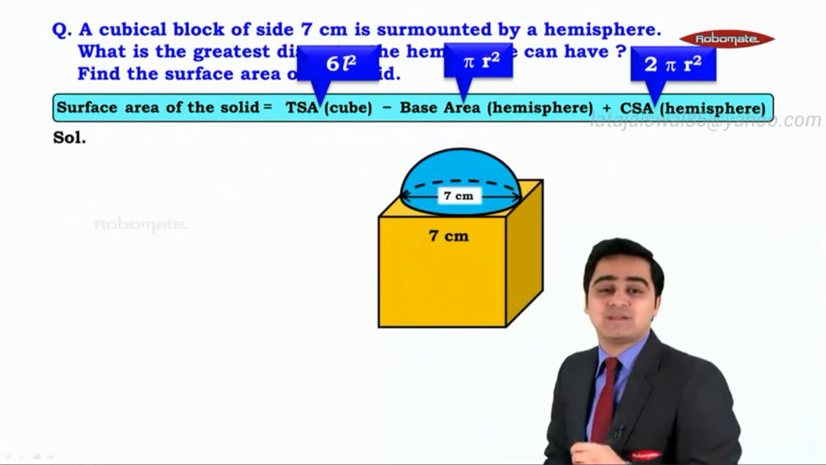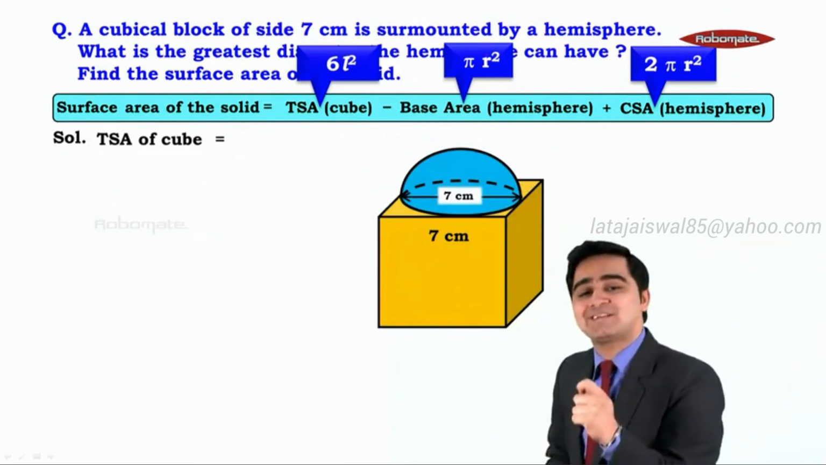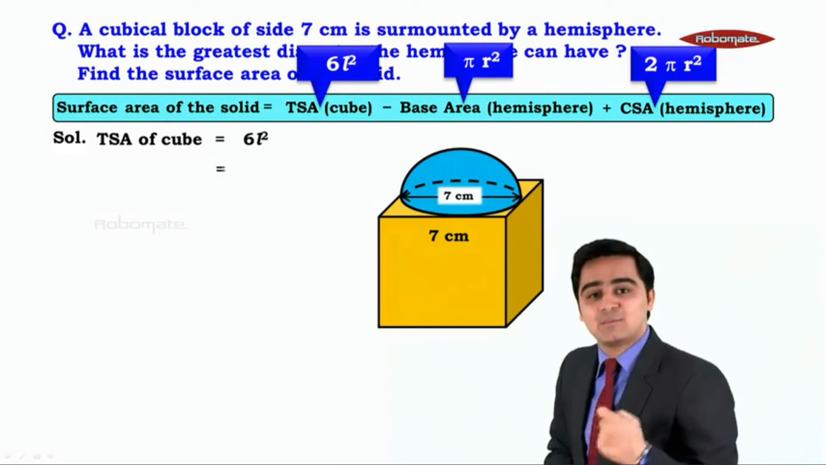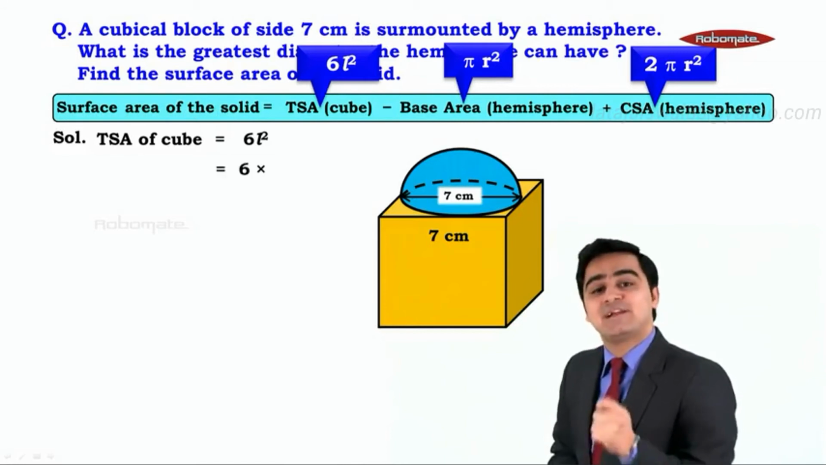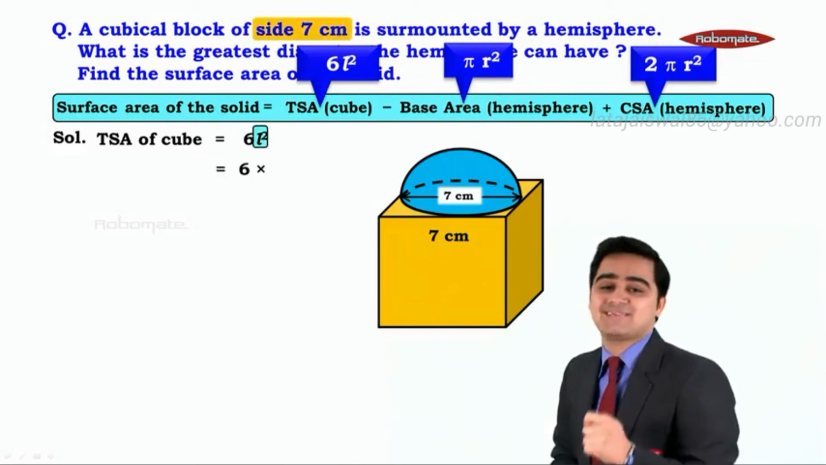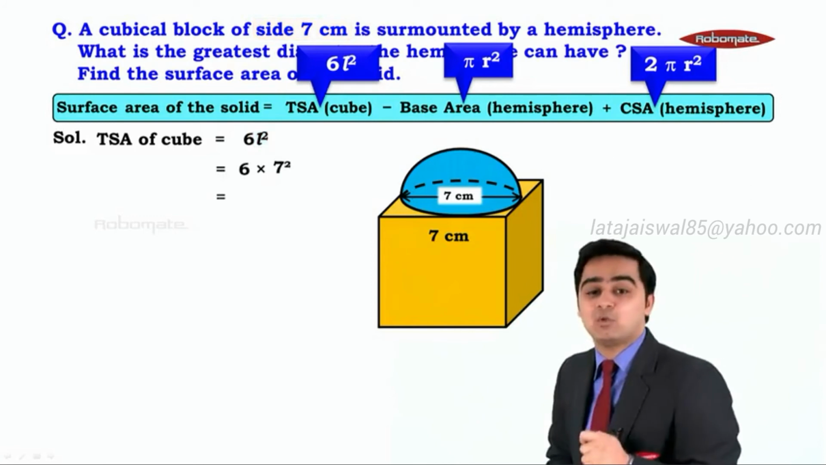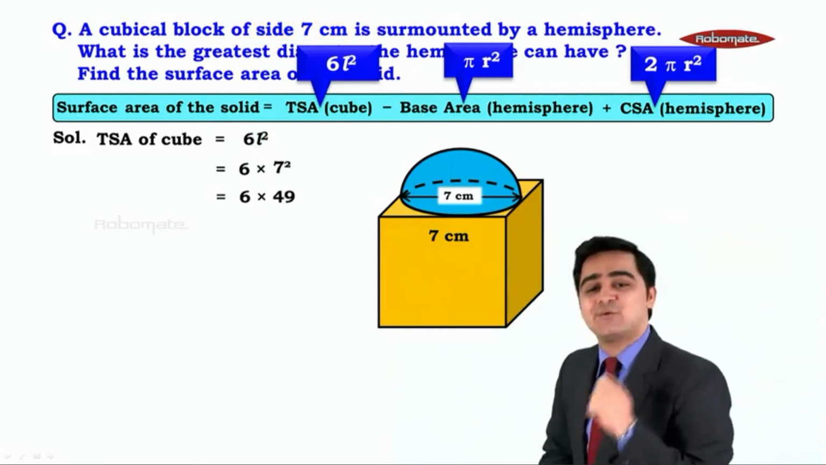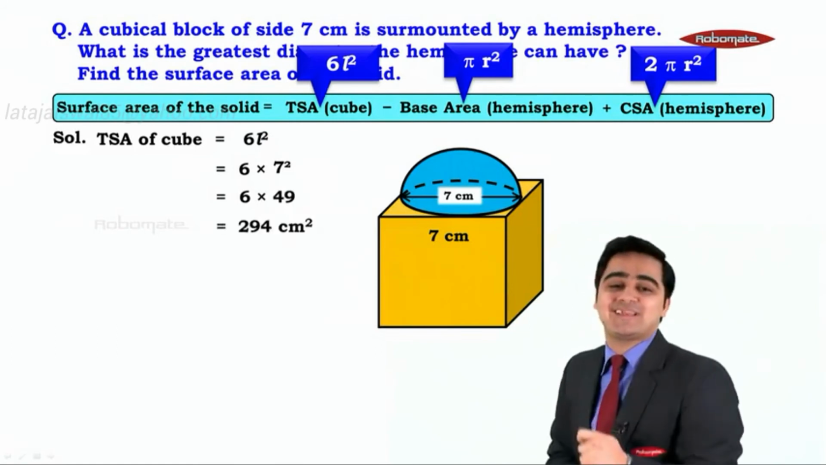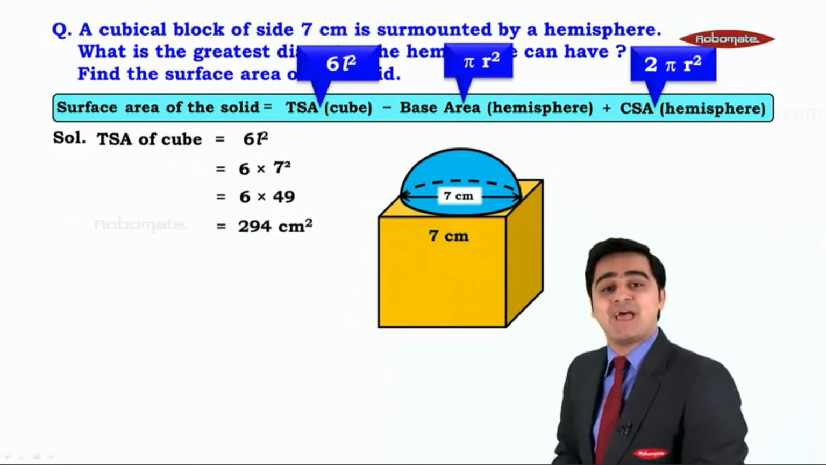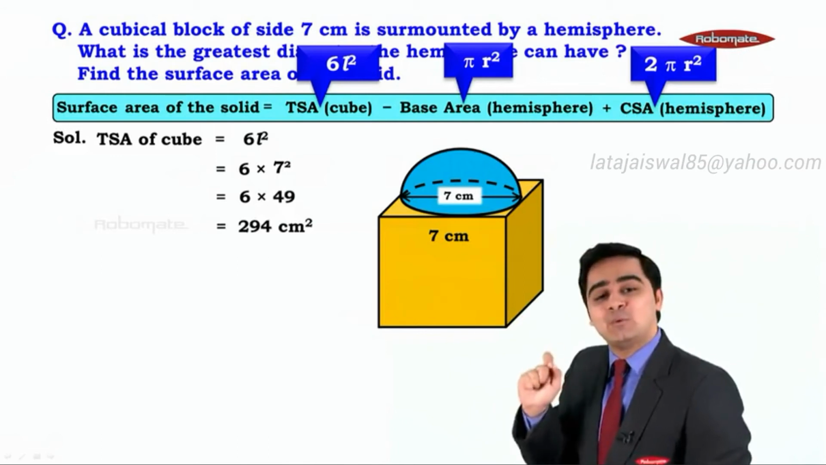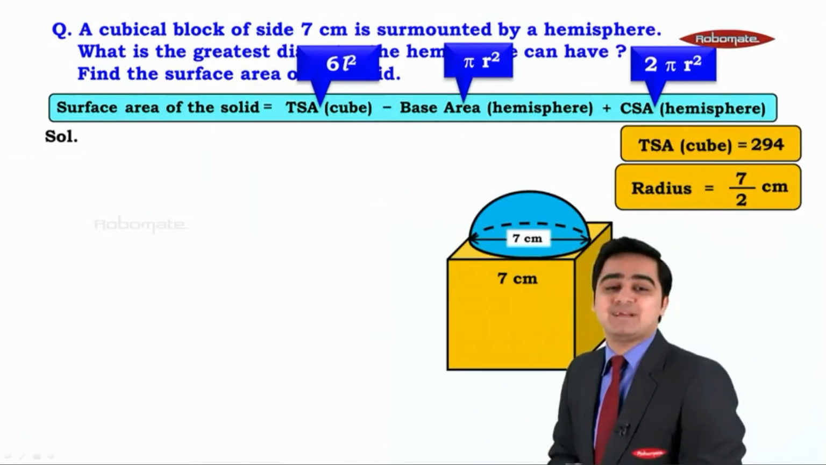Let's proceed further and first calculate the total surface area of the cube. The formula is 6L square. Now let's substitute the value for L. So we write 6 into L, which is 7, so 7 the whole square. Now 7 the whole square is 49, and the next step is 6 into 49, which is equal to 294. So we have the total surface area of the cube equal to 294 centimeter square.